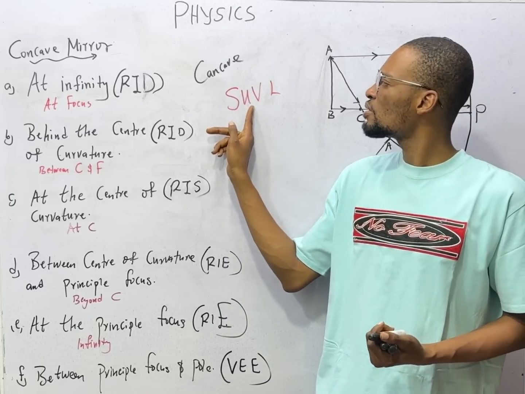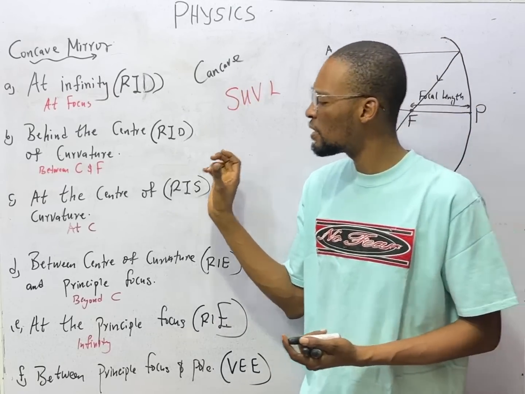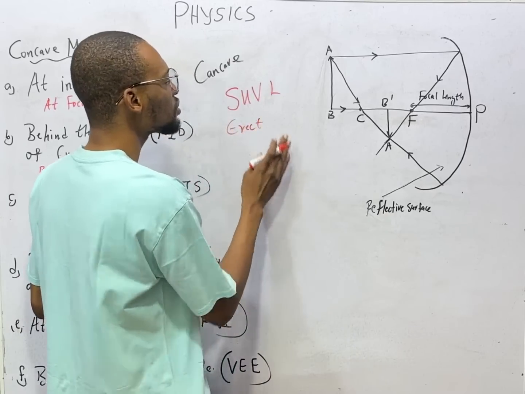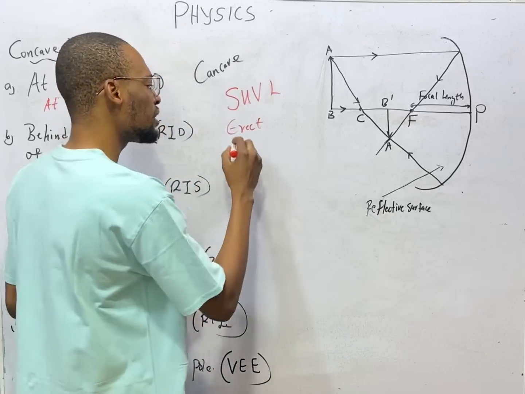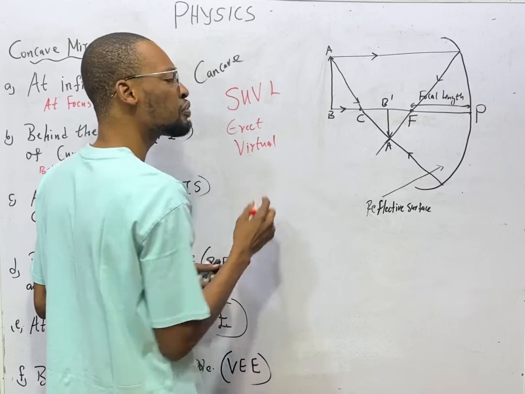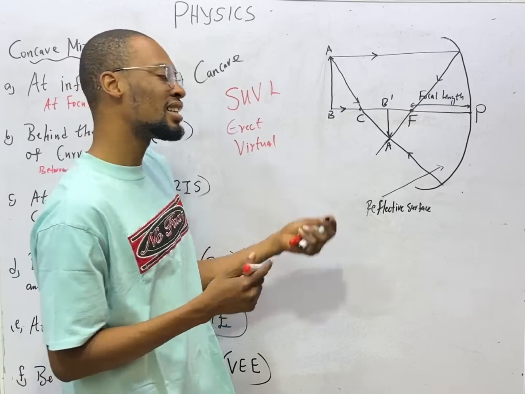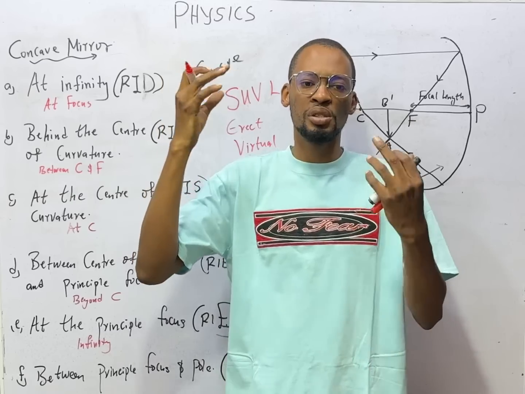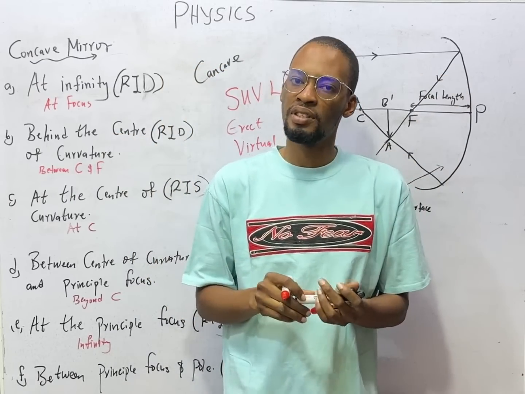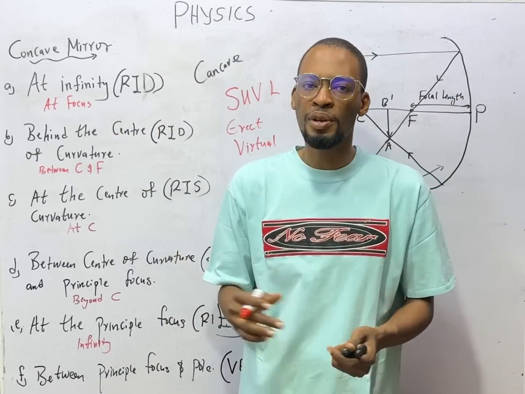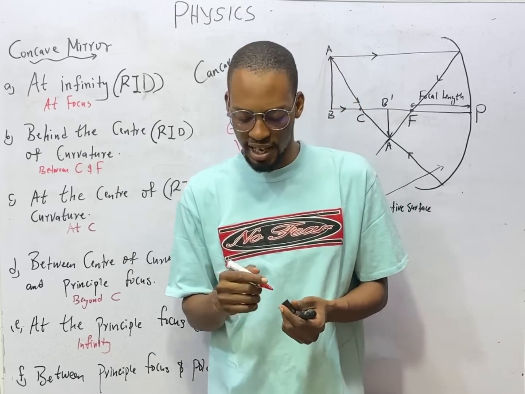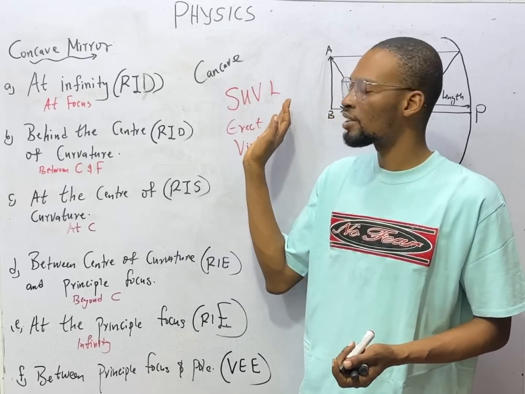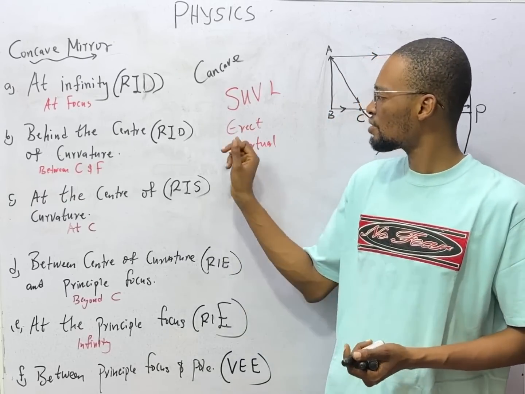Now, U is upright. The images formed by plane mirrors are upright. It also means they are erect. Upright means erect. So V means they are virtual. Plane mirrors produce virtual images. They don't produce real images. And L, they are laterally inverted. If I'm standing in front of the mirror, this is my right hand. The mirror image will show that I am raising my left hand. That is lateral inversion. So in summary, the images formed by plane mirrors are the same size as the object, they are upright, they are virtual, and they are laterally inverted. Upright is the same thing as erect.